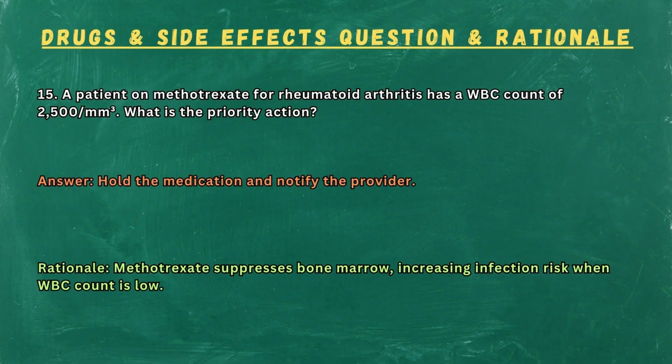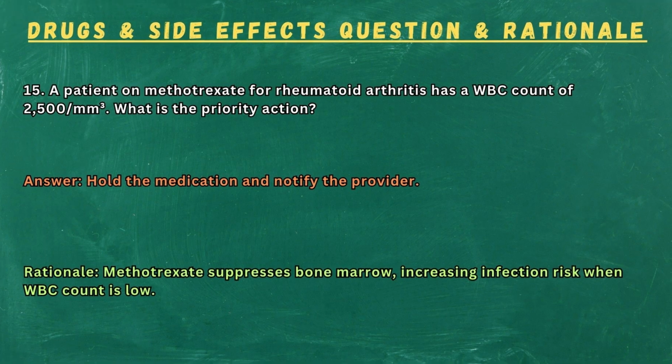15. A patient on methotrexate for rheumatoid arthritis has a WBC count of 2,500 per cubic millimeter. What is the priority action? Answer: hold the medication and notify the provider. Rationale: methotrexate suppresses bone marrow, increasing infection risk when WBC count is low.